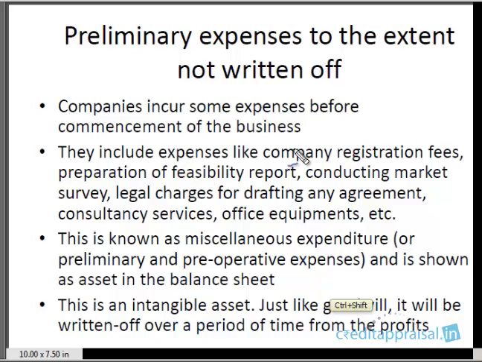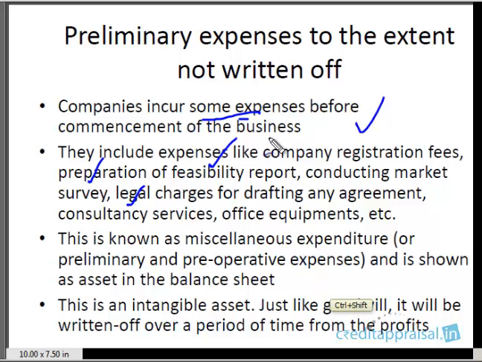So one more intangible asset could be preliminary expenses to the extent not written off. Before the commencement of a business, even before the company has started business, it has to incur some expenses. What are these? Say company registration fees, or preparation of the project report, or a market survey. So there are consultancy charges. There are some expenses to be incurred even before the business has commenced.